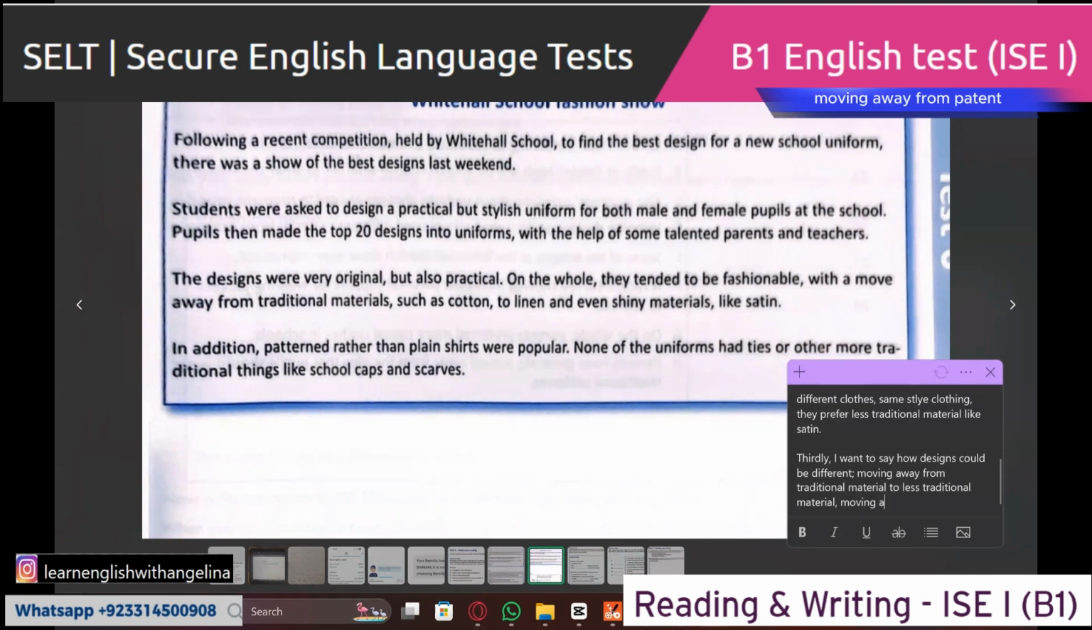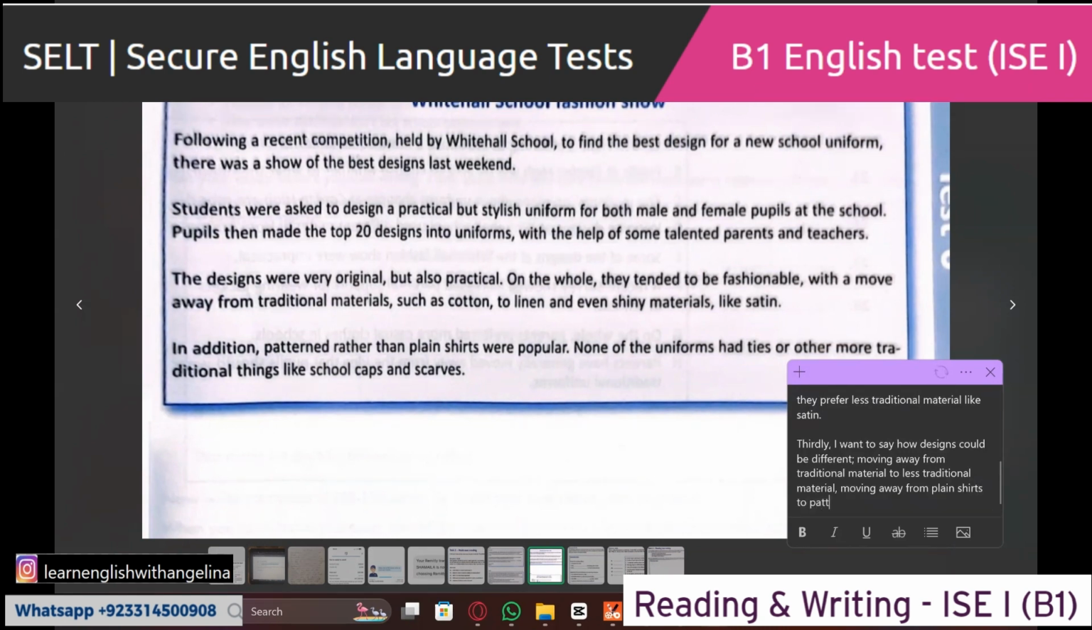Okay, moving away from plain shirts to patterned shirts. Because this is the change, right? How designs could be different, to patterned shirts. Okay, more. Moving away from traditional things.